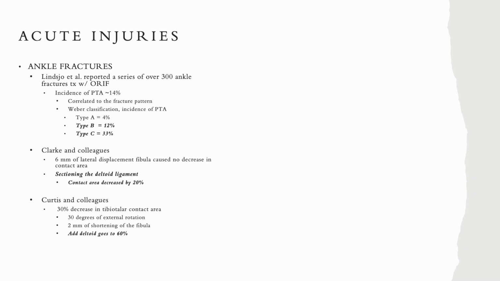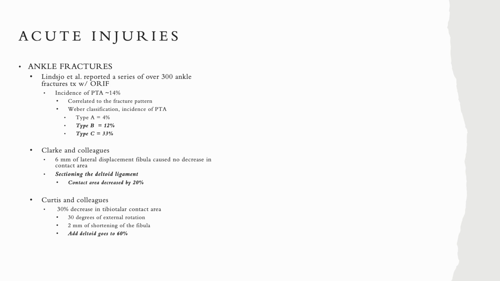And so basically, if you have a Weber B injury, you're going to get 12% that you might likely get arthritis from this. A type C Weber injury, which again is a higher level of injury, you're going to get maybe a possible 33% from this series of ankles.